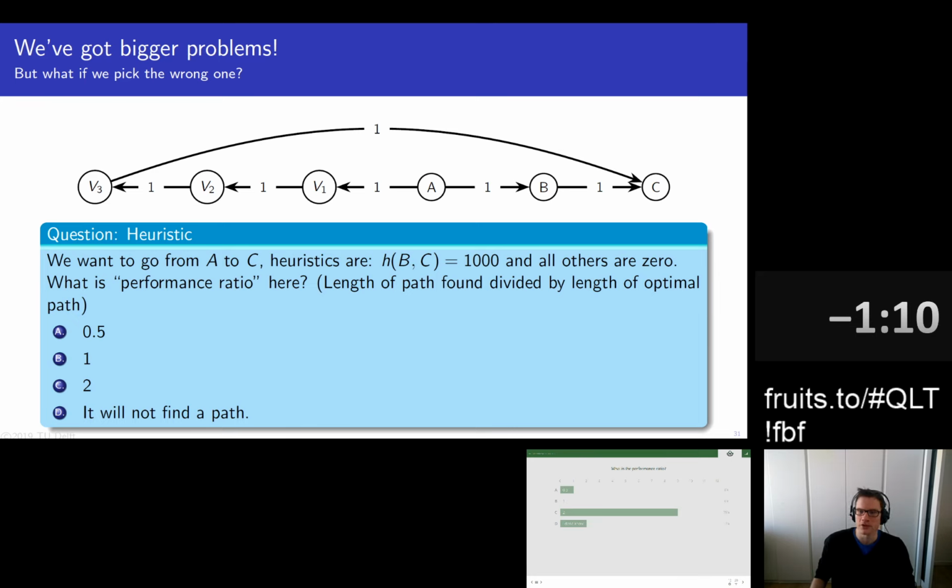Now the optimal path is clearly then to go there via B. So the optimal path has a length of 2. However, what's A star going to do? Our new algorithm that uses this heuristic, it's going to start in A, and it's going to check B and V1. For B, it's going to see that, okay, we can get there in 1, but then our heuristic says that to get from B to C will take us 1,000. So that's 1,001 to get there.